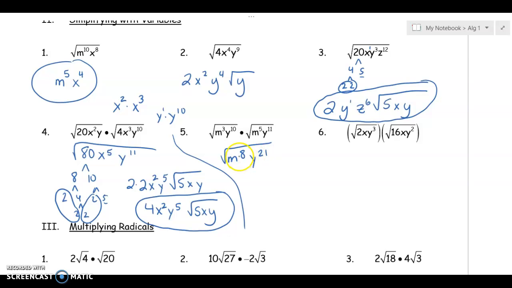And then you divide them by 2 to see how many pairs there are. 8 divided by 2 is going to be 4. It's even, so there's no leftovers. 21 divided by 2 is going to be 10 with 1 left over. So the leftover stays under the radical.